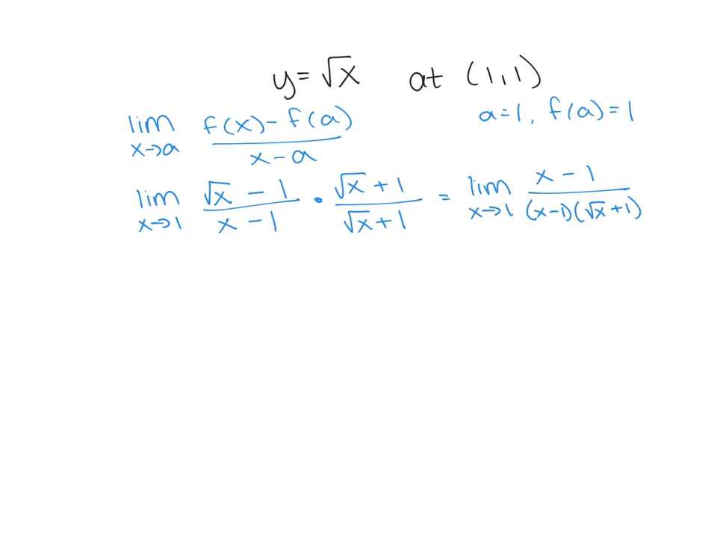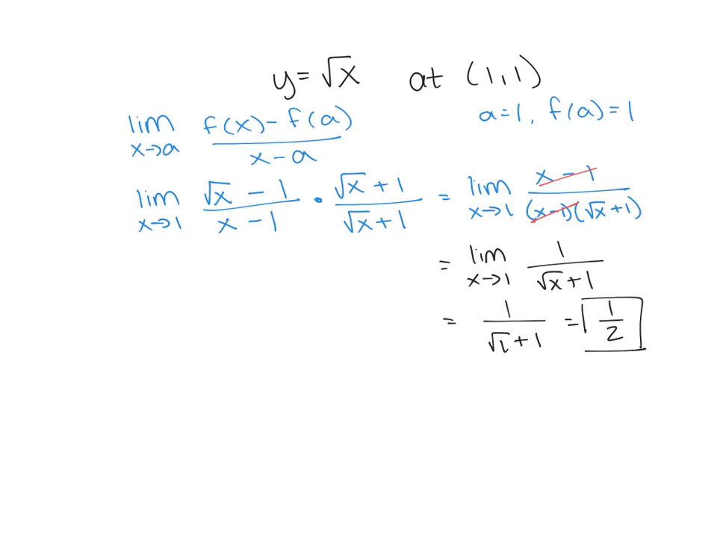Right. You just cancel this, but you get 1. No, your answer's still 1/2. Okay, so we reduce the x minus 1s, leaving us with 1 over root x plus 1. We can plug in 1 for x, which gives us 1/2.